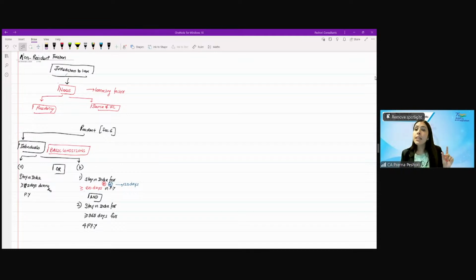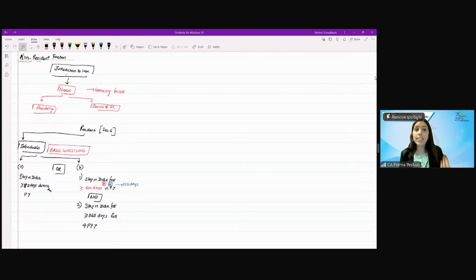So except in the case of not ordinary resident, you don't have the global income chargeable to tax. For a not ordinary resident, only the Indian incomes are considered, except the foreign income if it is from the business control or profession set up in India. Otherwise, the foreign incomes for RNOR are not taxable in India. Are we clear? Now we are moving towards the non-residents.